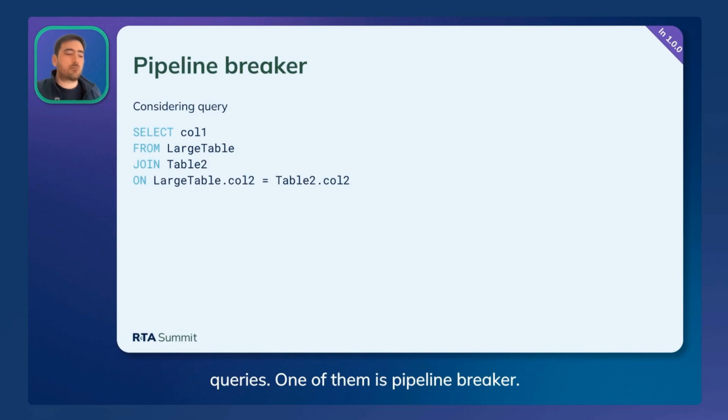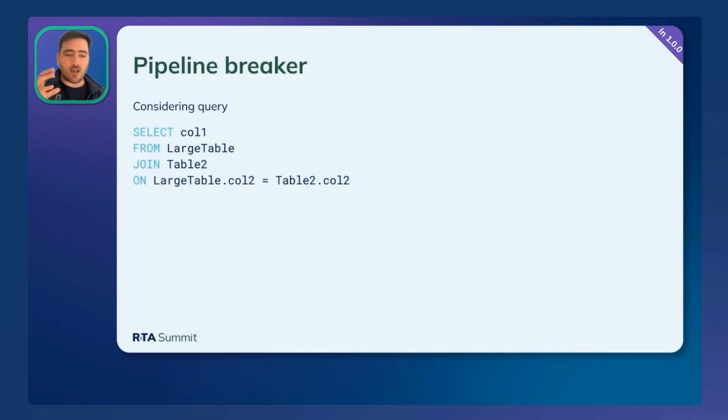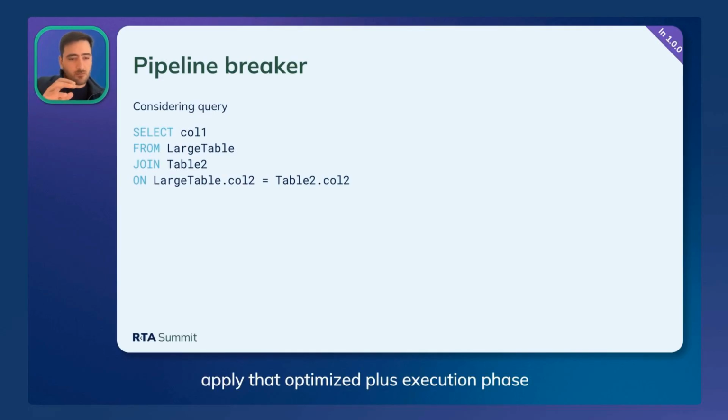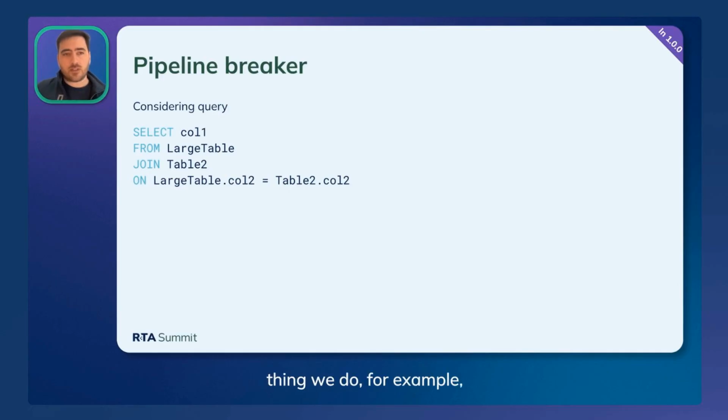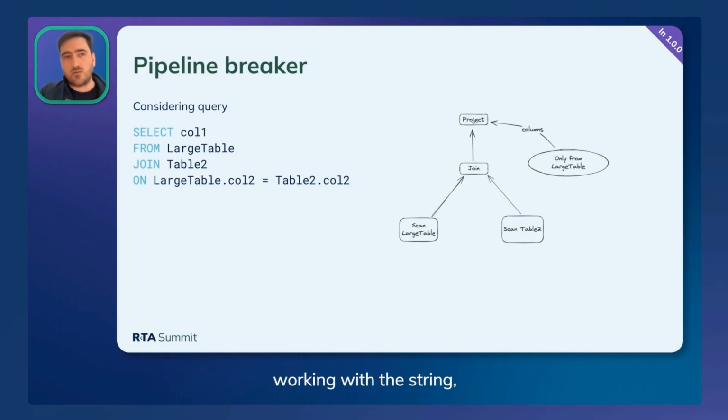One of them is pipeline breaker. Usually databases, and Pinot is not an exception, first receive the string you want to execute, optimize that, and then actually execute it, right? In pipeline breaker, we break that pipeline a little bit, and what we do is apply that optimize plus execution phase more than once. Let's imagine that we have this query, and in this query, instead of actually working with the string, let me draw some diagrams.